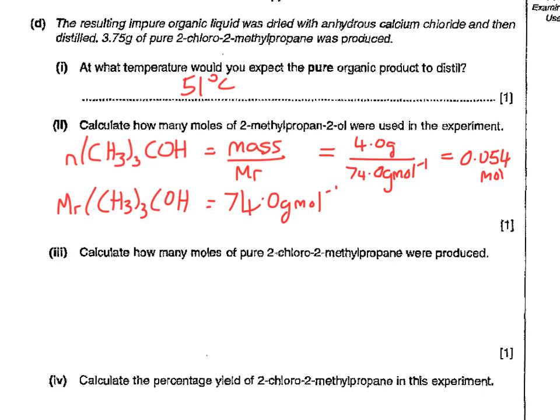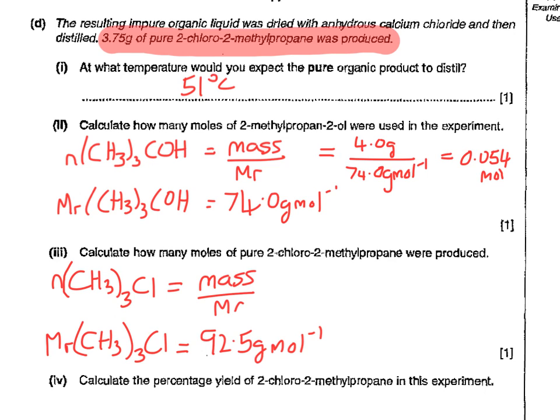Then it asks us to do the same thing, how many moles of pure 2-chloro-2-methylpropane were produced. Now we've got the mass of that particular compound produced on this particular page, so now we can just go straight in and do the same idea. So this new compound works out as 92.5 grams per mole, so you actually physically put that down in your answer. So that gives you 0.04 moles.